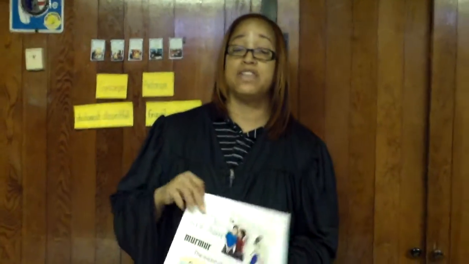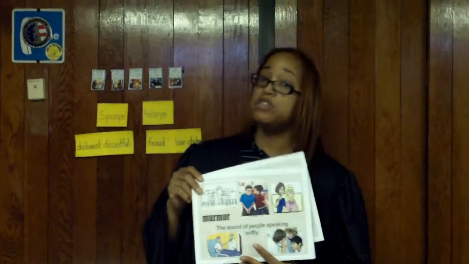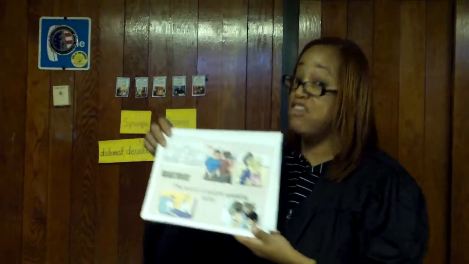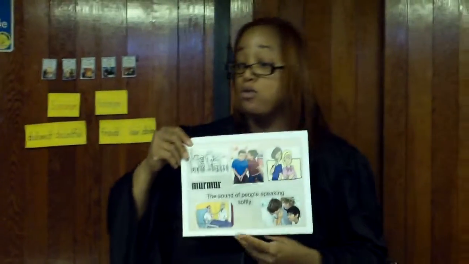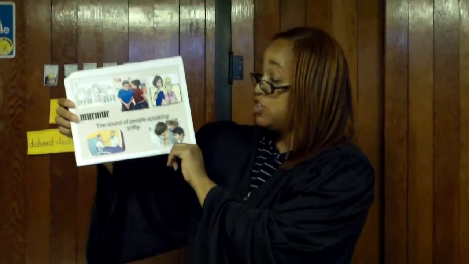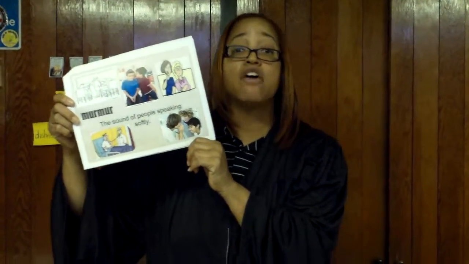Well, the students really enjoyed making hints up for other words that they may have encountered in the story. But this particular word, based upon the hints that were given, was murmur. And there was a murmur from the crowd in the story of the trial of Cardigan Jones. And on our picture dictionary, it is the sound of people speaking softly.